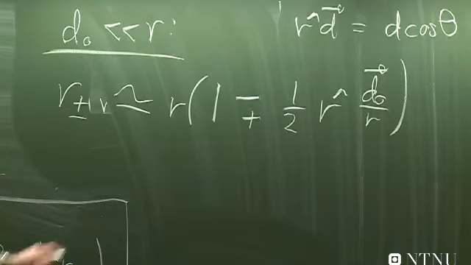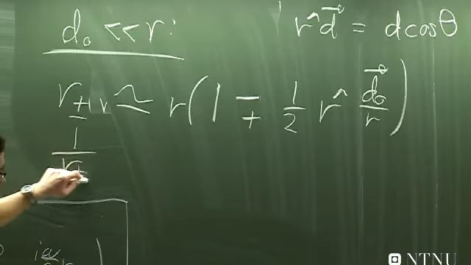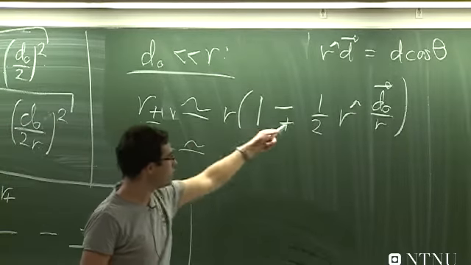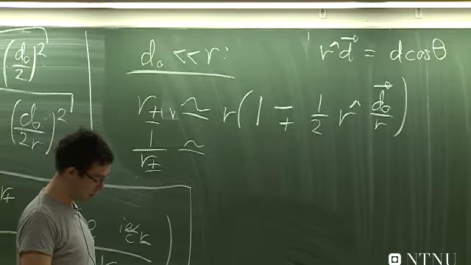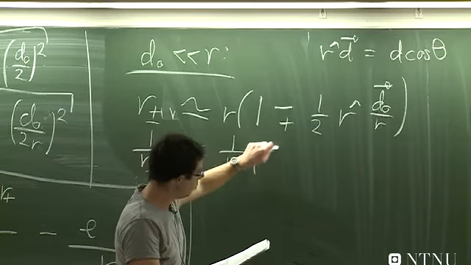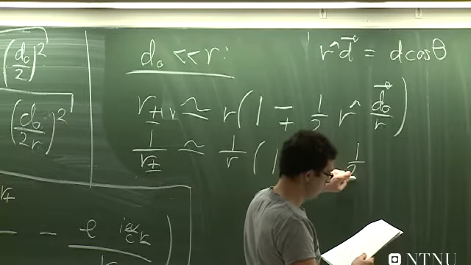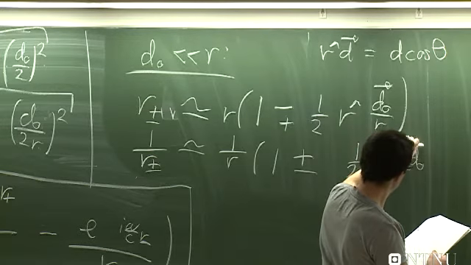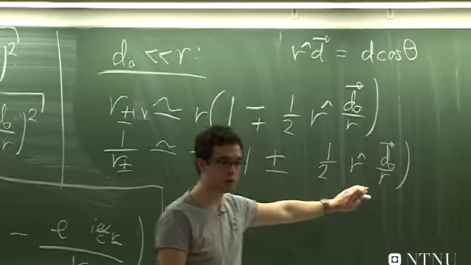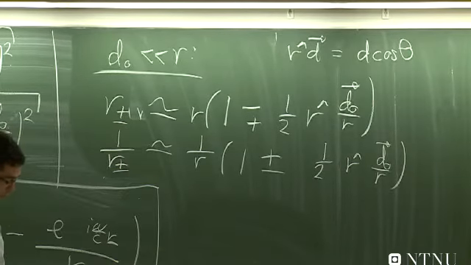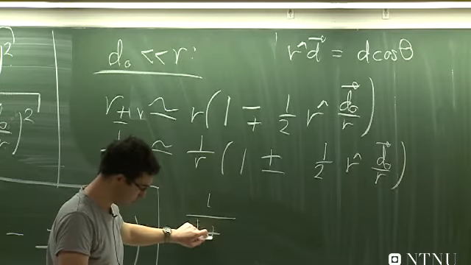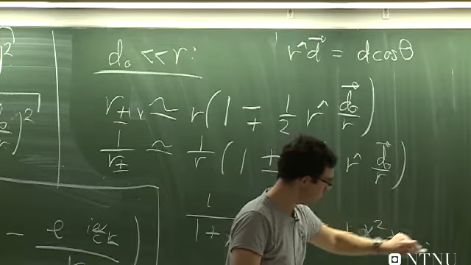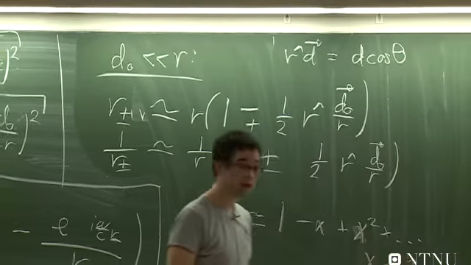Okay. If I now have 1 over r plus minus, which I have down here, I can write that as a Taylor expansion again in 1 over this. Similarly, I obtain 1 over r times 1 plus minus a half, so I flip the sign essentially, plus minus a half r hat dot d naught over r. And again, if there are higher order terms, they're not going to give rise to any radiation, so it's not interesting anymore. This, by the way, is from 1 over 1 plus x being approximately 1 minus x plus x squared and so on. But x is much less than 1 in this case, so we just keep the first term.